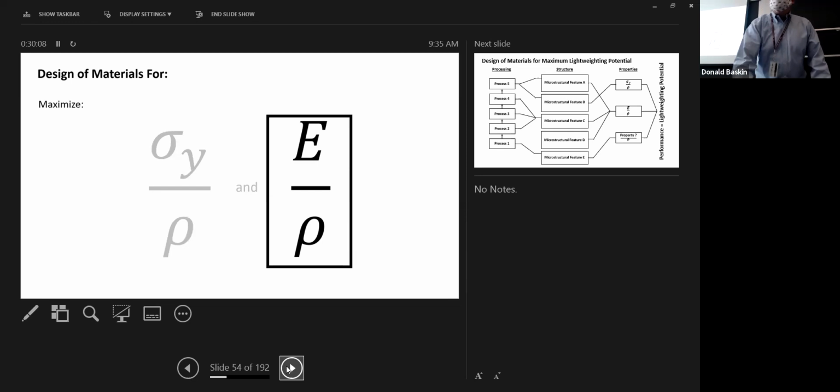Now we're going to talk about the other quantity, stiffness to density. We said before that one of the key material properties that is predictive of how much weight you can take out of a structure is the stiffness to density ratio.